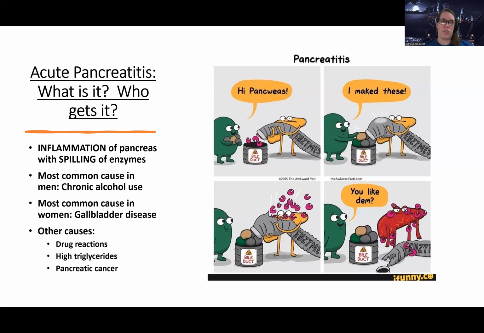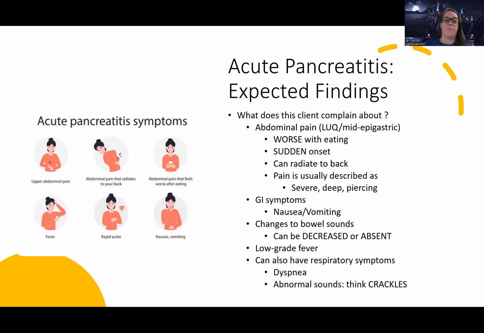Now, there's a variety of causes, but in the United States, per your textbook, the most common cause of acute pancreatitis in men is going to be chronic or long-term alcohol use, and the most common cause in women is going to be gallbladder disease. Of course, there are lots of other reasons it can happen, so if you see an acute pancreatitis patient, you shouldn't say, hey, they must be a drinker. We don't know, but just keep in mind that those are some common reasons why people get it. Other causes would be drug reactions, high triglycerides, or pancreatic cancer.